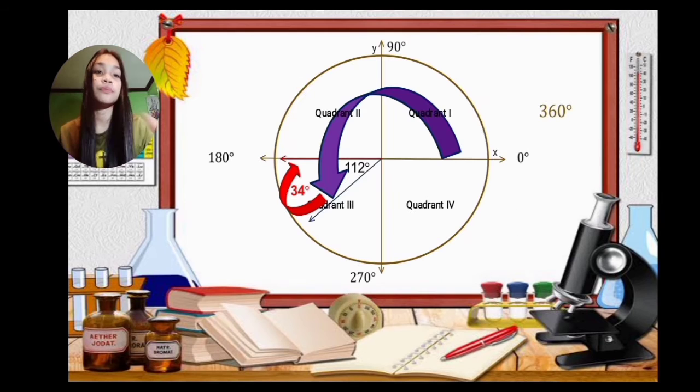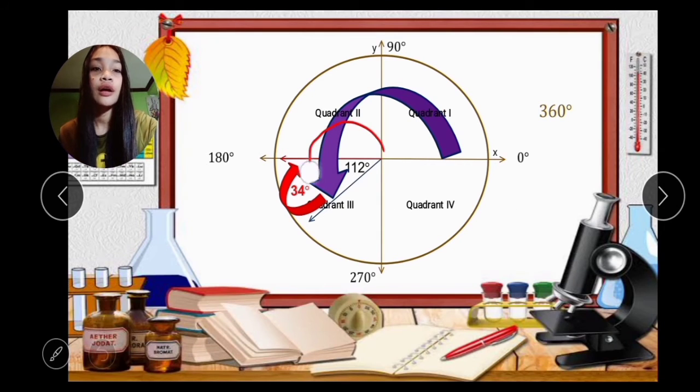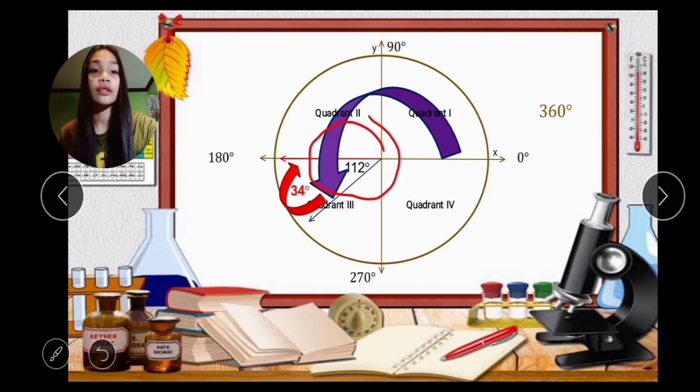This is our Cartesian plane. This is 214 degrees, not 112, that was wrong, it is 214 degrees. And this is our angle, the reference angle of 214 degrees.